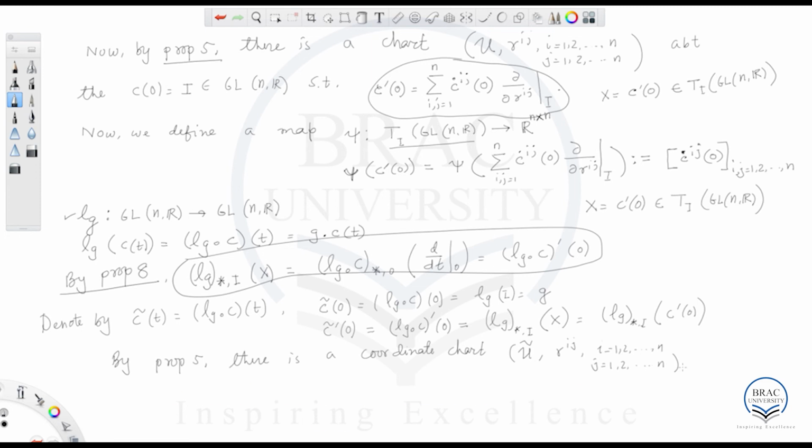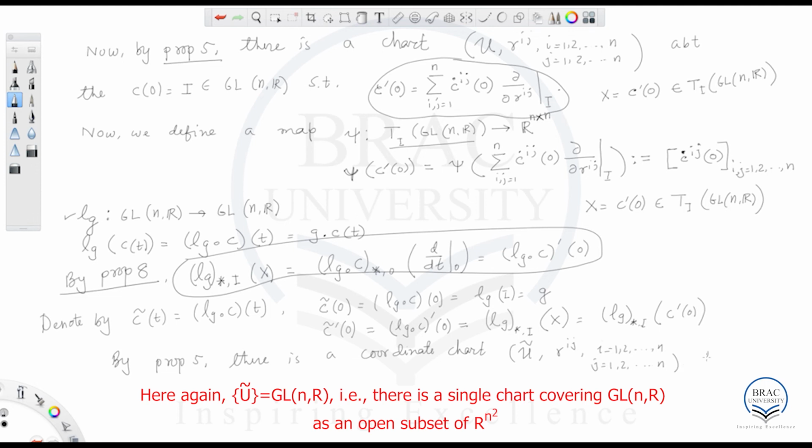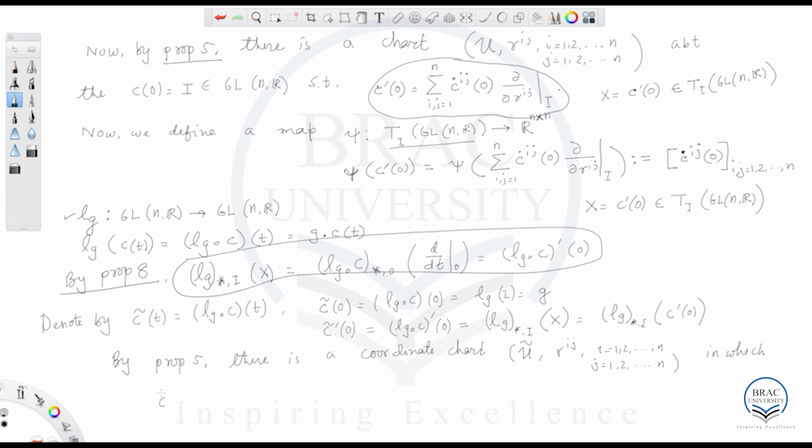Okay, in which I am able to write C tilde prime at 0 is equal to the sum over all ij, ij running from 1 to n, of C tilde dot ij at 0, then I have del by del R_ij at g.